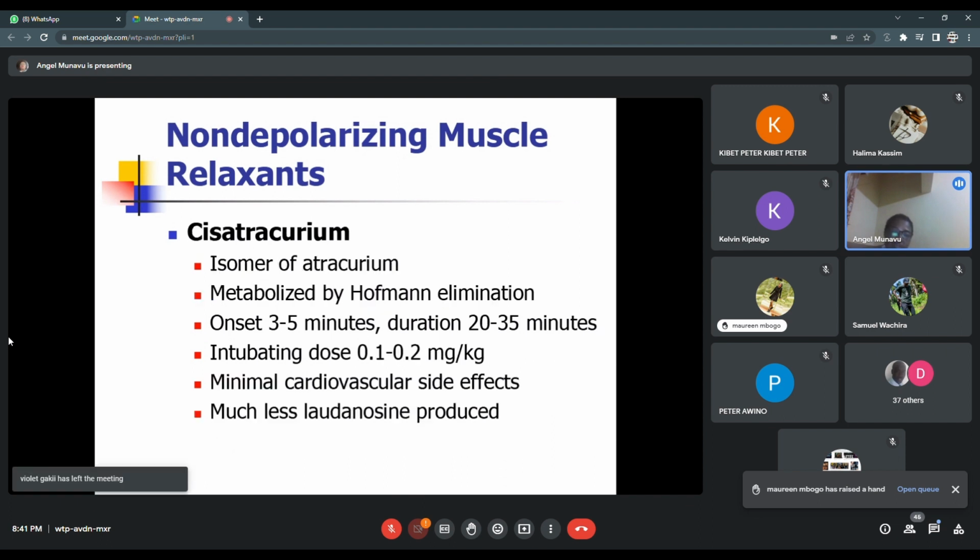Cisatracurium is also an isomer of atracurium. It's also metabolized by Hofmann elimination. Onset of action is like that of atracurium, duration the same, but the dose is 0.1 to 0.2 milligrams per kg. It has minimal cardiovascular side effects, and also produces much less of this laudanosine compared to atracurium.